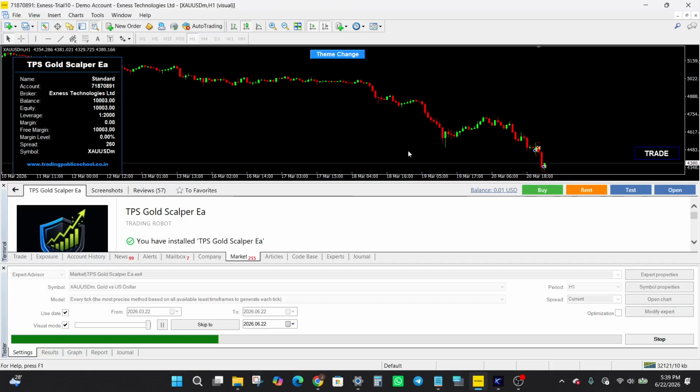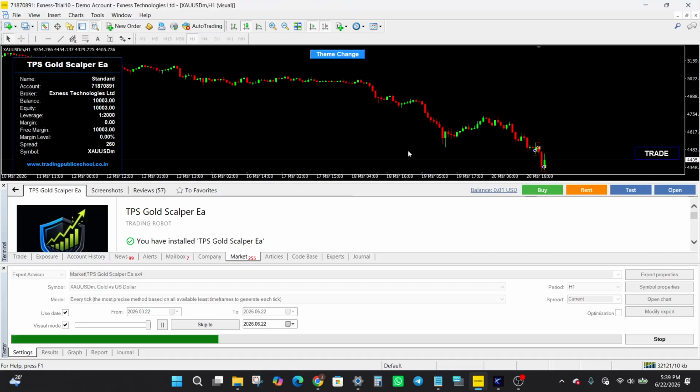Historical results can be influenced by optimization choices, risk settings, lot sizing methods, broker execution quality, spread conditions, slippage, and the specific market conditions present during the testing period. Because of these variables, traders should avoid assuming that historical performance will automatically translate into future results. Independent testing and optimization remain essential steps before considering any live deployment.